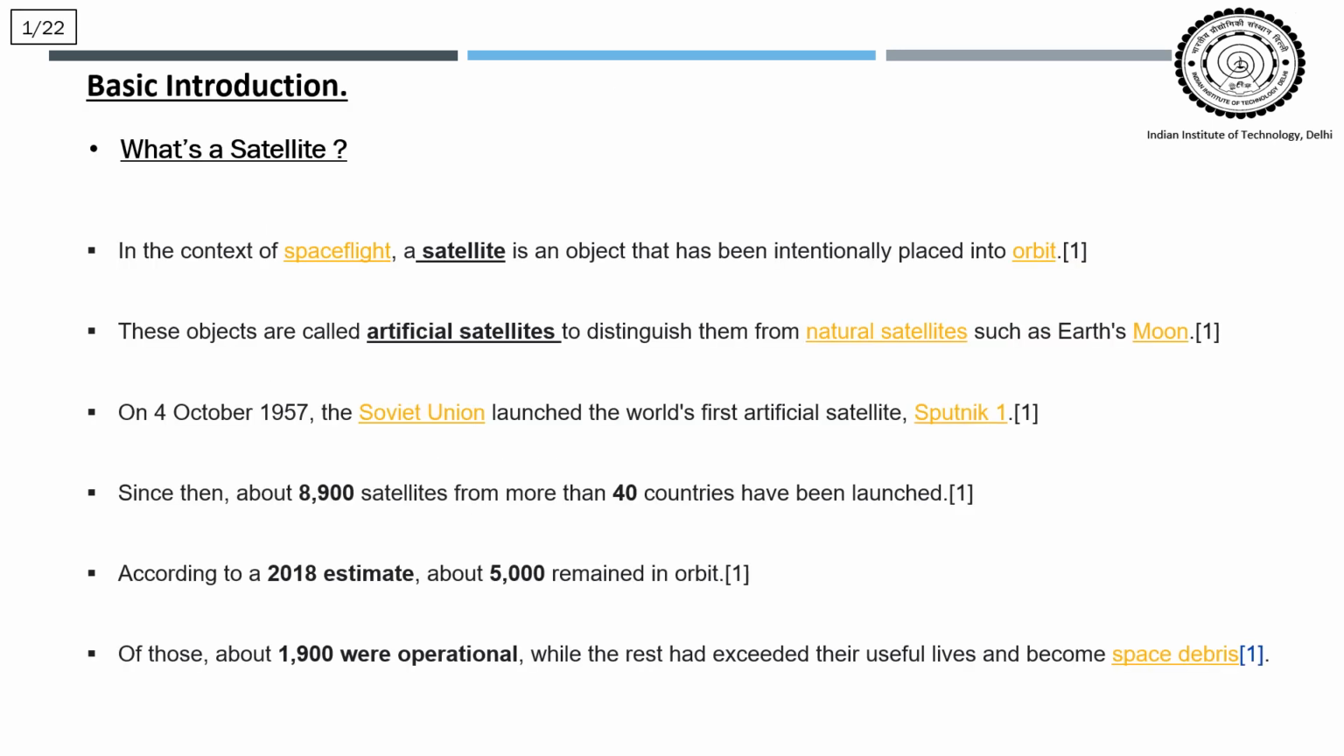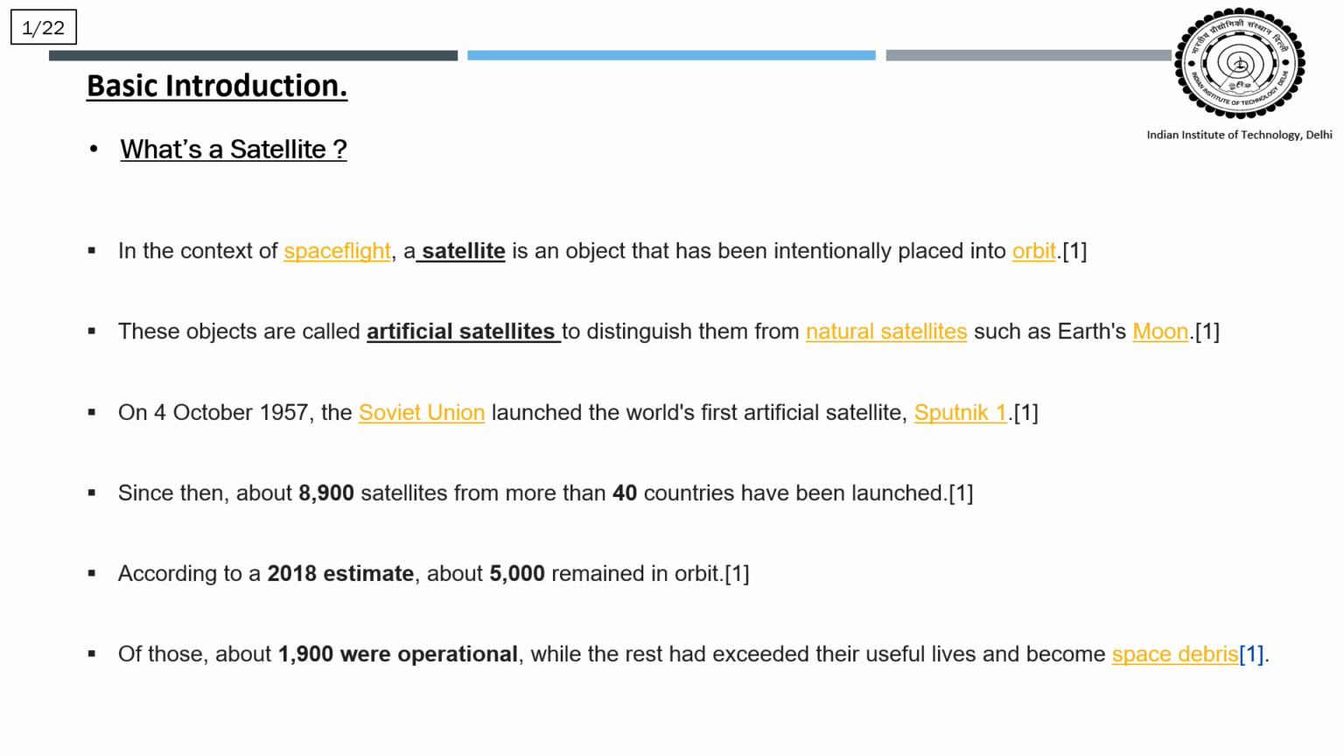Now, what is a satellite? A satellite can be a machine or a planet orbiting around another planet. It can be an artificial or a natural satellite. One example of a natural satellite is Earth's moon.